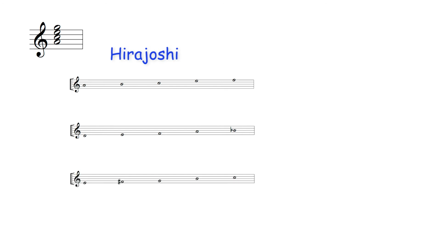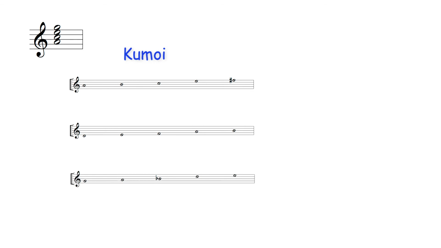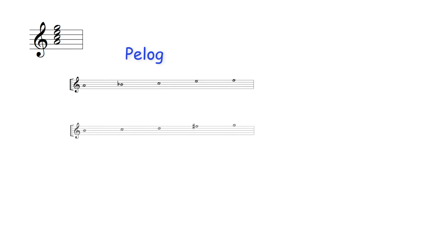For use over an A minor 7th chord, options include the following scales beginning on various degrees of the A natural minor scale: the A, D, and E hirajoshi scales, with the D hirajoshi giving a Phrygian sound and the E hirajoshi a Dorian sound; the A, D, and G kumoi scales, with the G kumoi giving a Phrygian sound and the A kumoi a Dorian sound; and the A, B, and E pelog scales, with the A pelog giving a Phrygian sound and the B pelog a Dorian sound.